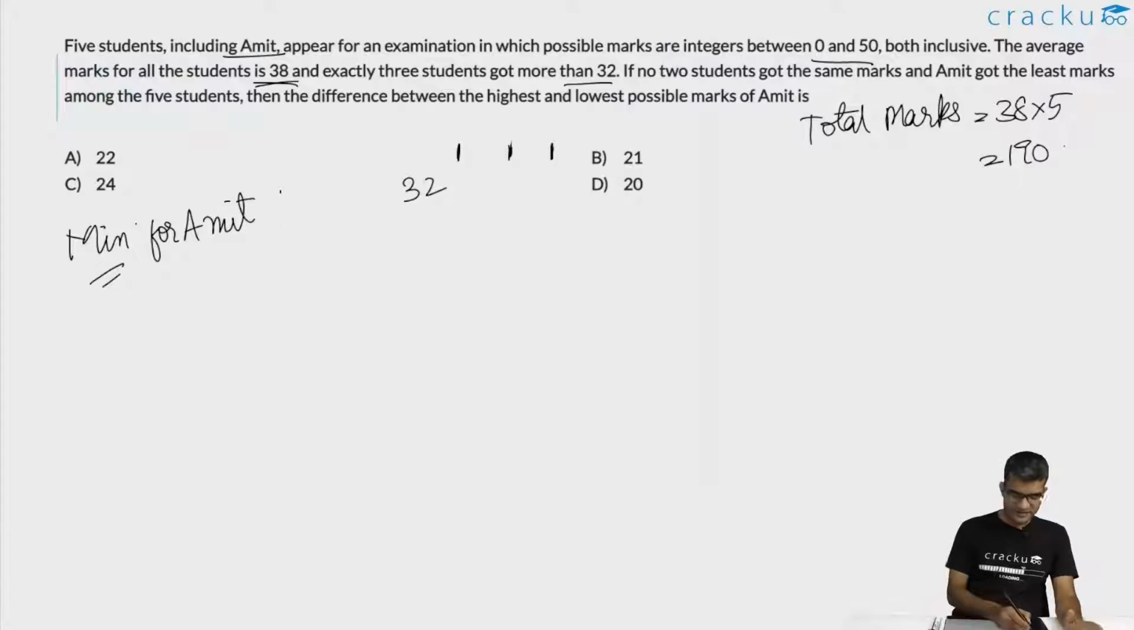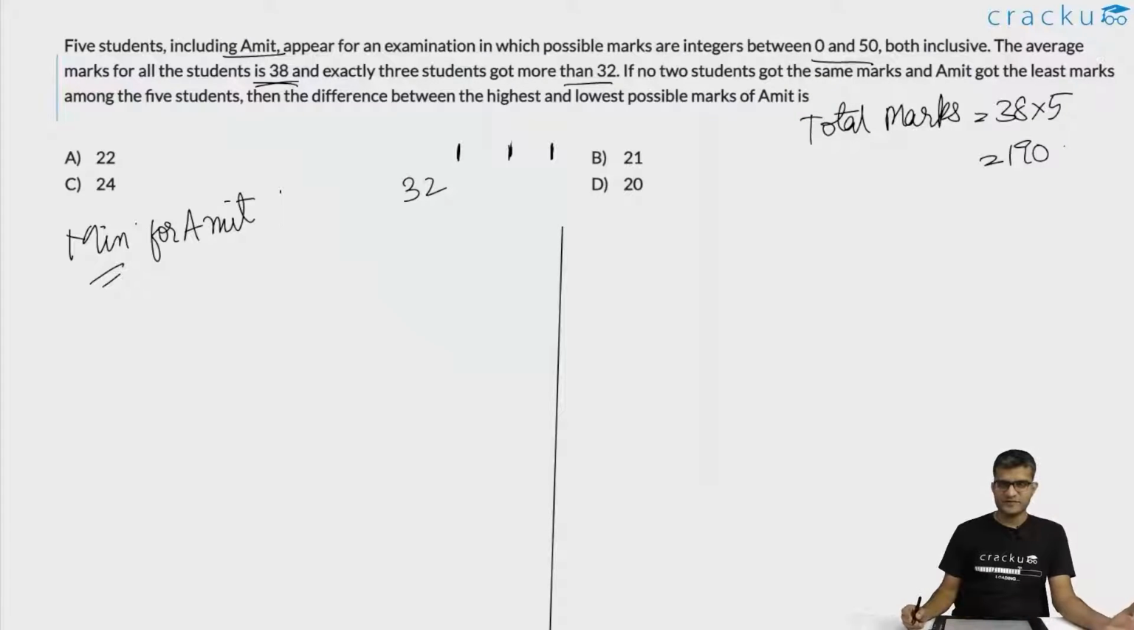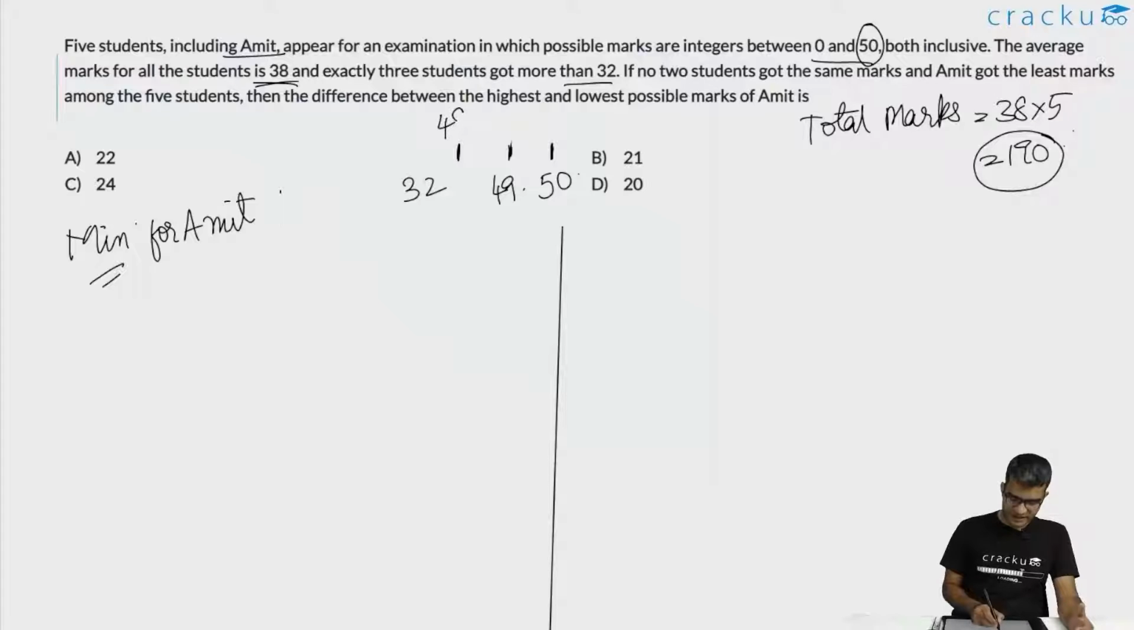Now we are trying to minimize the score for Amit in the first case. So we have to maximize the score of the remaining 4 people, because the total is fixed, the total is 190. If you are trying to maximize the scores of the remaining 4 people, the highest guy will score 50, which is the maximum allowed. Because the scores are distinct, the second highest will be 49. And the third highest will be 48.